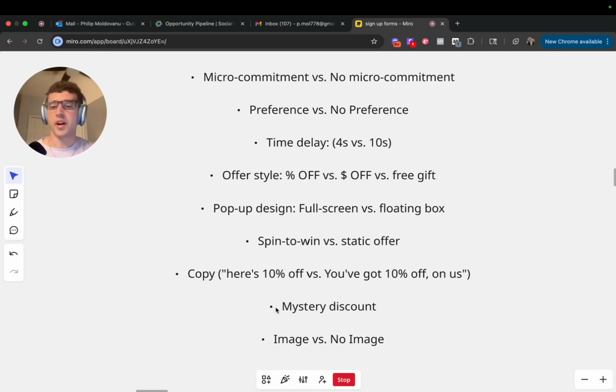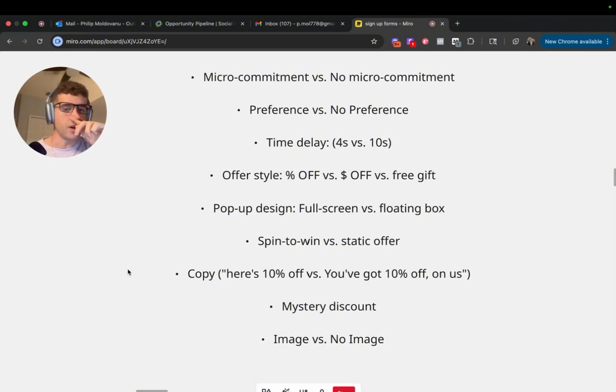Okay. Running a mystery discount versus no mystery discount, right? Some brands, they do really well with a mystery discount. Others, that's not their jam. They don't like that. So you have to test it.